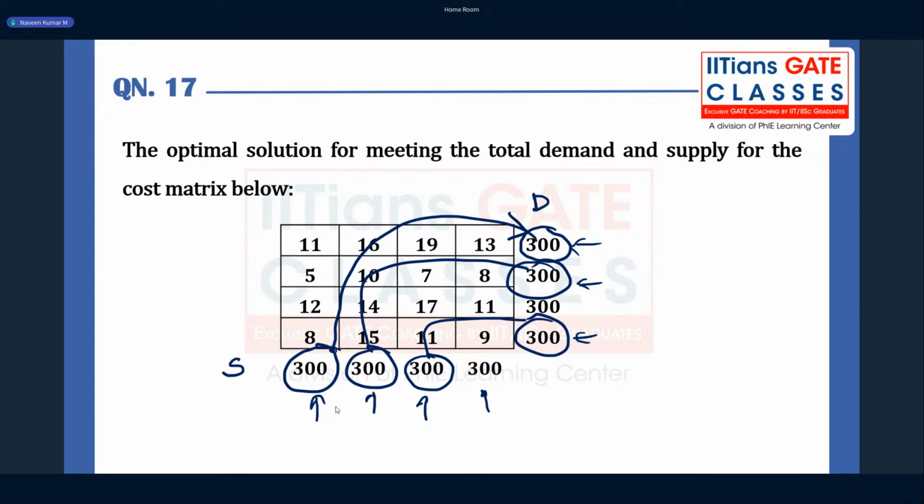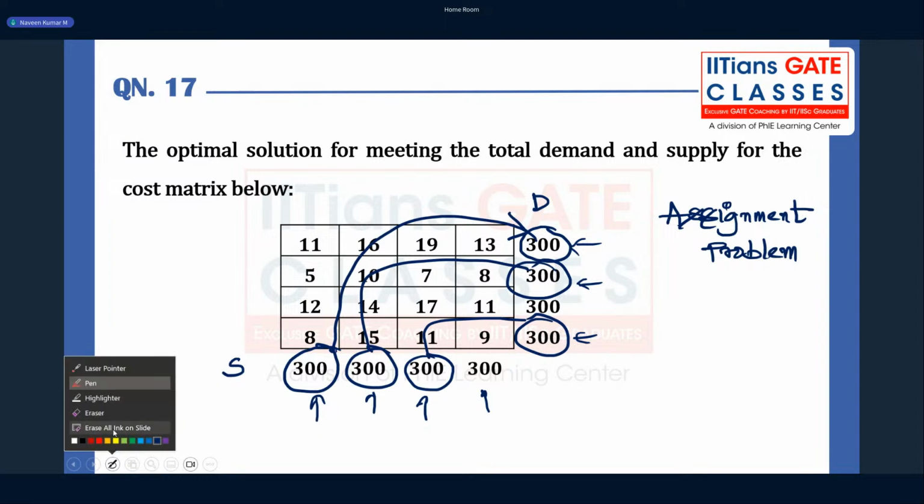What is a special case of the transportation problem? The special case of the transportation problem is the assignment problem, right? So what is the assignment problem? We have a job and we have a machine. Each job has to go to each machine, and there are some rules and assumptions that we make here. So those are valid here.